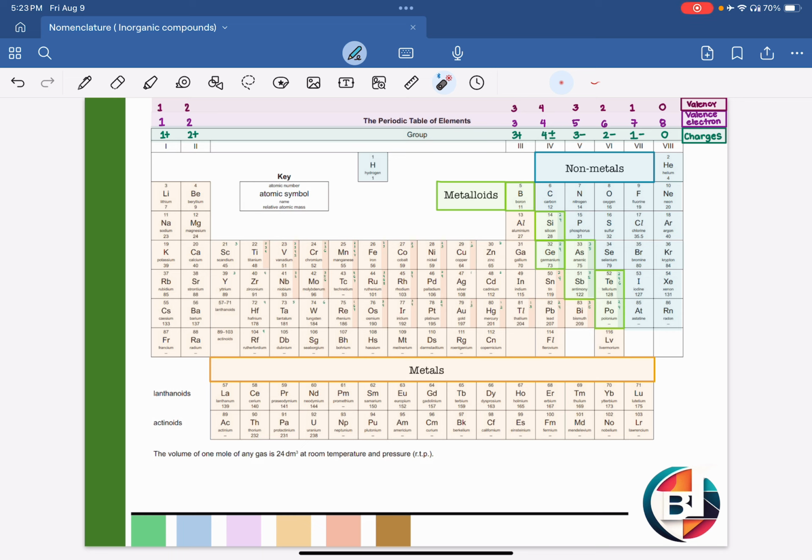For example, elements in group 4 need 4 more electrons for them to achieve 8, which is followed by group 5 needing 3, group 6 needing 2, and group 7 needing 1.